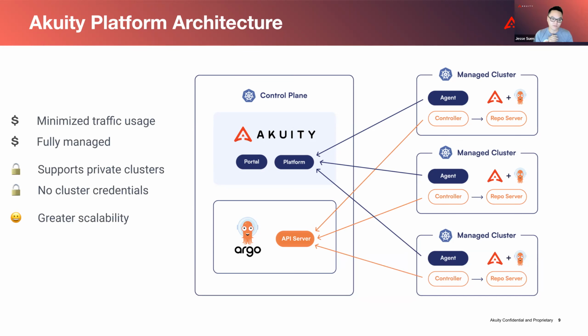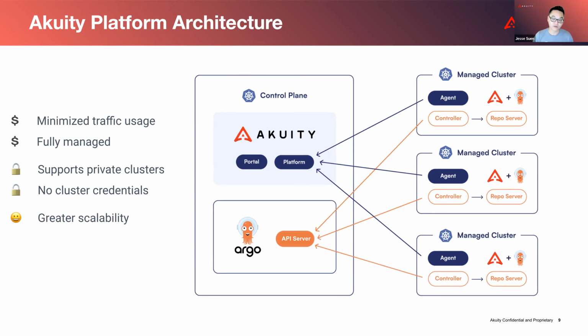First is we've actually minimized the traffic usage. Because the controller is now running in cluster, it really only sends back a minimal amount of status metadata back to the control plane, basically the stuff that needs to be visualized and shown in the UI. But it also increases the security model of Argo CD. And we've done it in two ways, right?